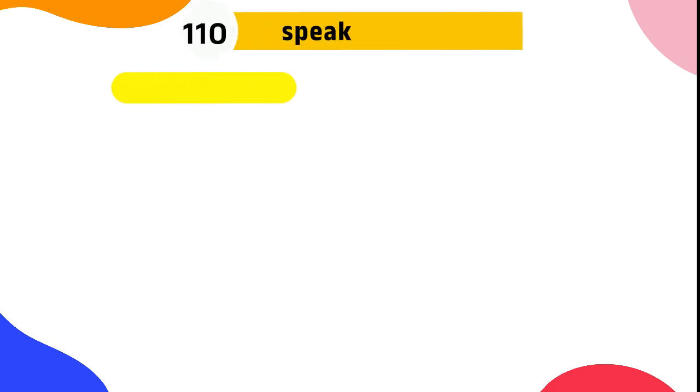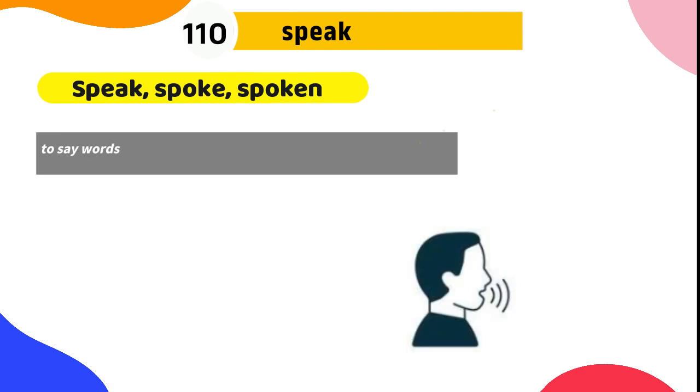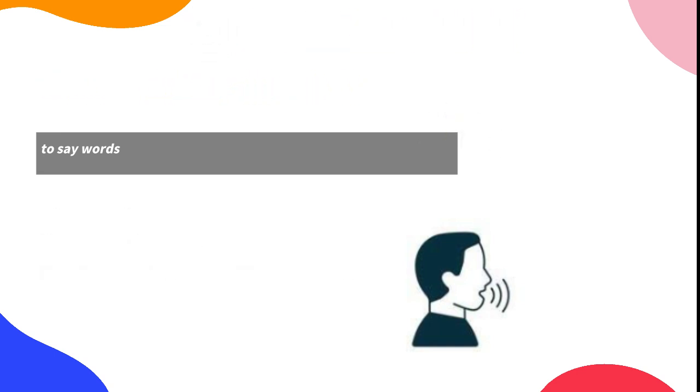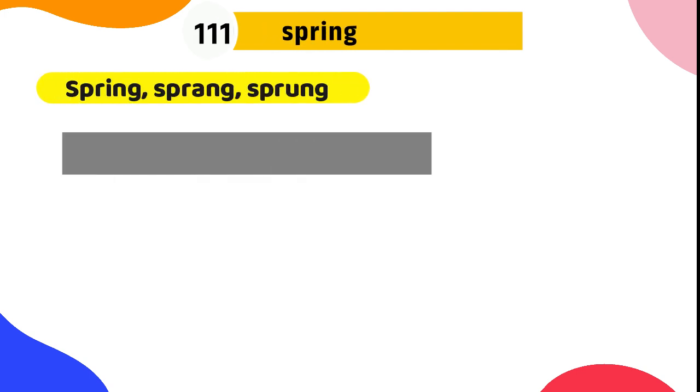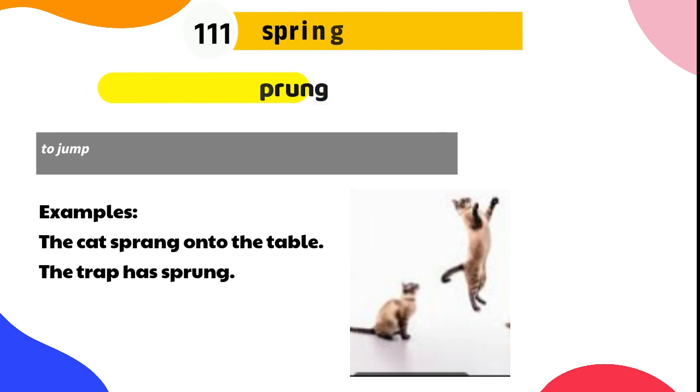Speak, spoke, spoken. Meanings: to say words, to converse. Examples: he spoke clearly. She has spoken with the manager. Spring, sprang, sprung. Meanings: to jump, to move suddenly. Examples: the cat sprang onto the table. The trap has sprung.